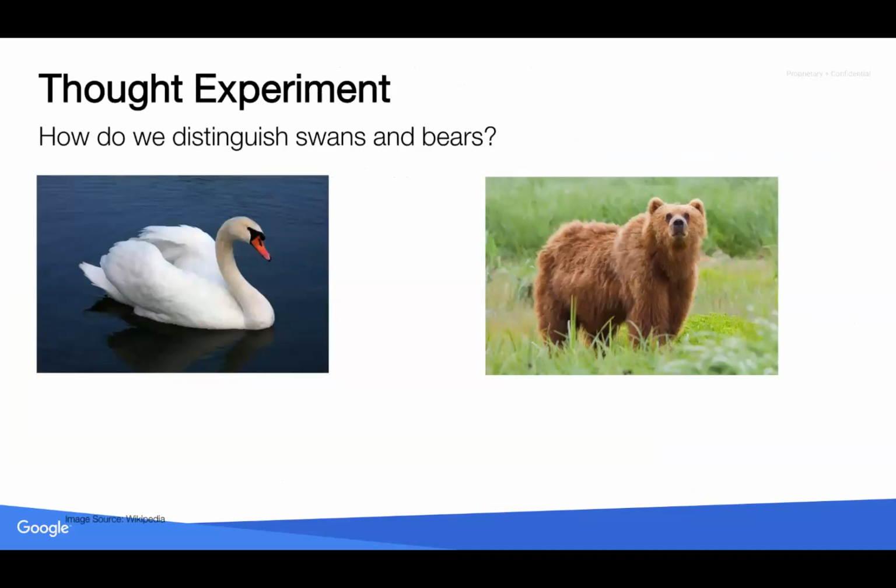Okay, so let's start with a thought experiment. If we are given the task of classifying between, say, swans and bears, how would we go about doing it? Does anyone want to make a guess?